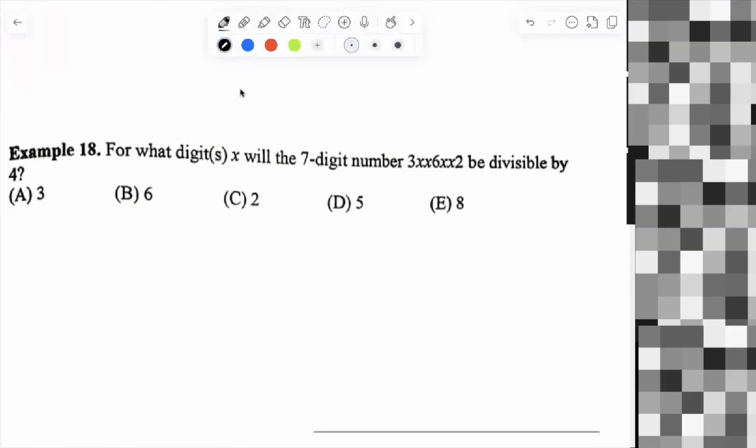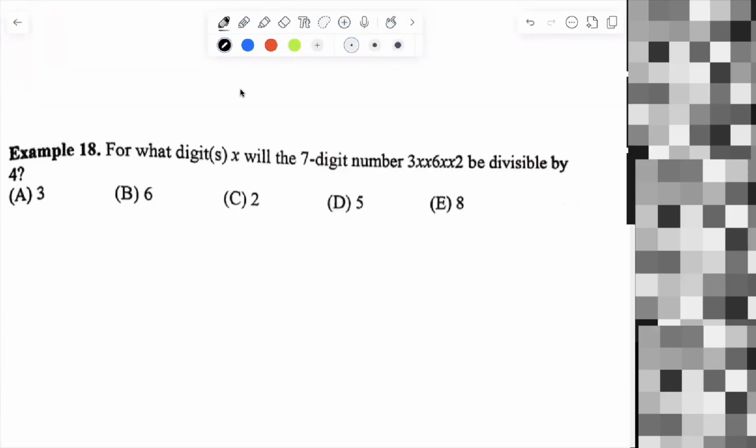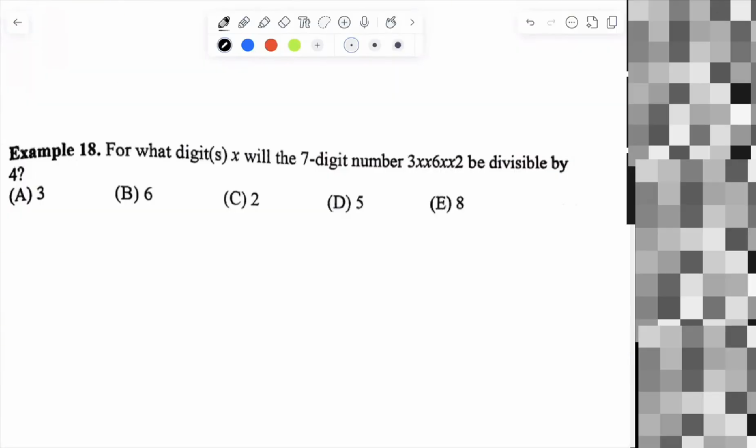Now let's move on to example 18. For what digit x will the 7-digit number 3xx6xx2 be divisible by 4? Let's have you guys try this question and tell me the answer in chat.